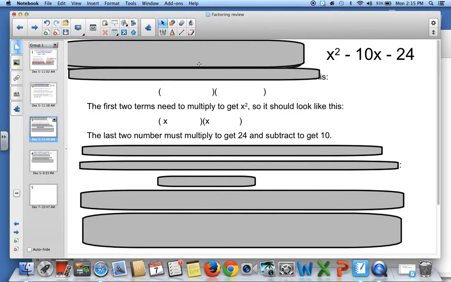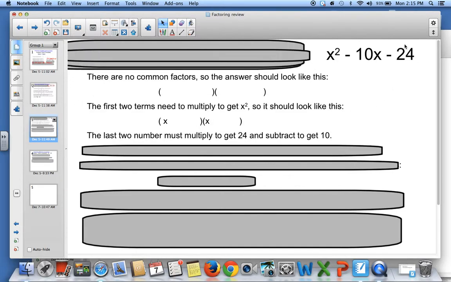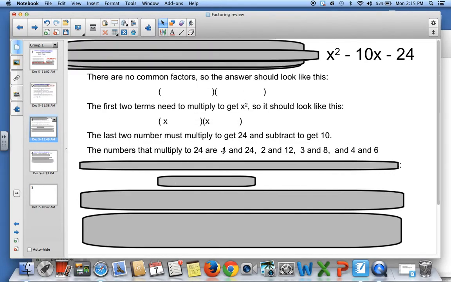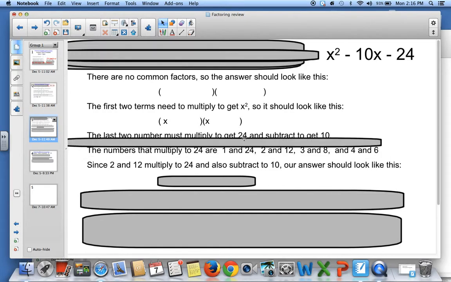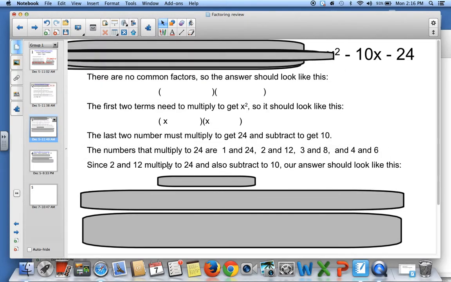And now I'm looking for numbers that multiply to 24, but in this case they're going to subtract to get 10. So I go through the same steps I did before in listing my multiples of 24: 1 and 24, 2 and 12, 3 and 8, and 4 and 6. And then I say, do any of these pairs subtract to get 10? Last problem, when this was a plus sign, they added to get 10. This one, they're going to subtract to get 10. So I look at that and I say 2 and 12 are the numbers that subtract to get 10. So I put the 2 and the 12 in here.